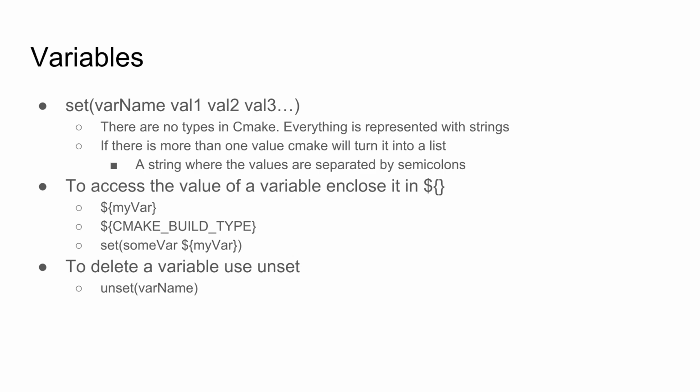If you want to access the value of a variable, you enclose it inside curly brackets and put a dollar sign in front. The ${myvar} will get you the value of myvar. ${CMAKE_BUILD_TYPE} gets you the value of the build type. Then you can set some variable to be some other variable. If you want to delete a variable and remove it from existence, it's unset.